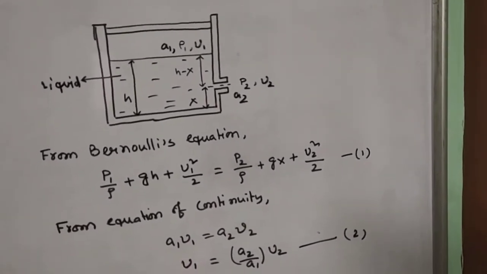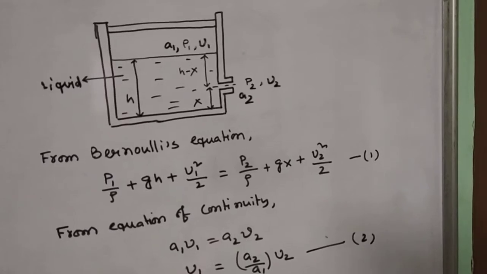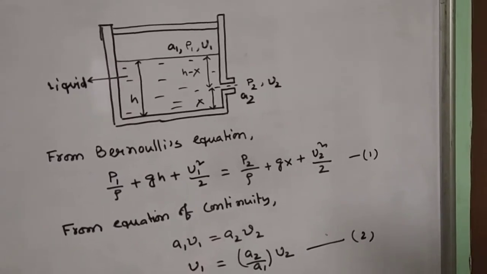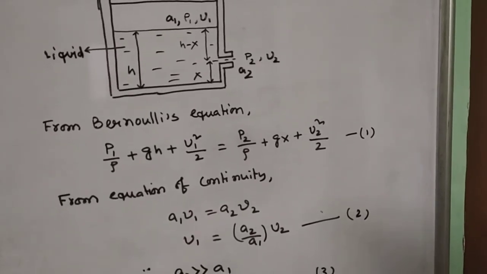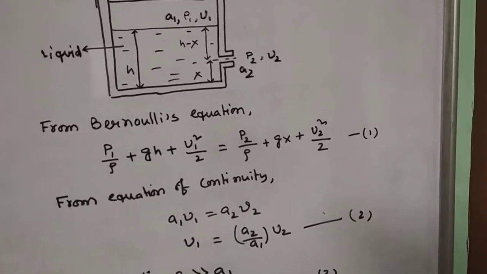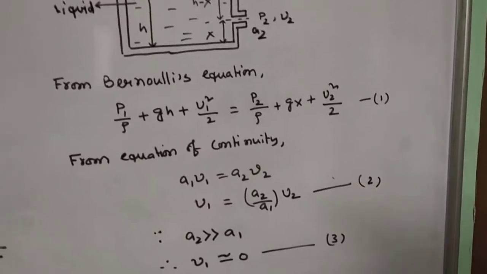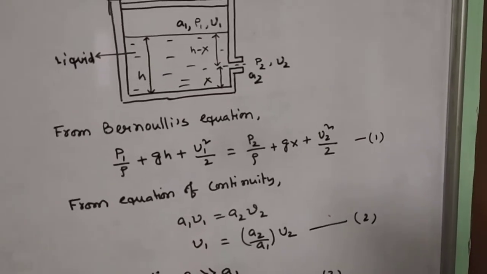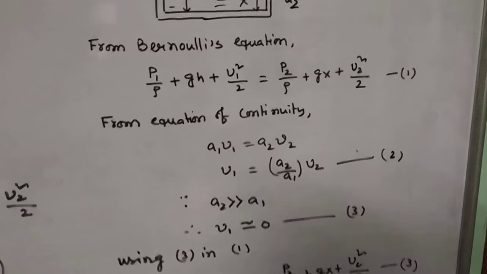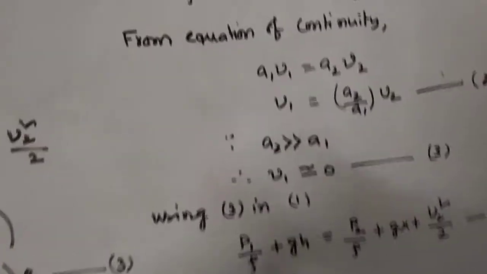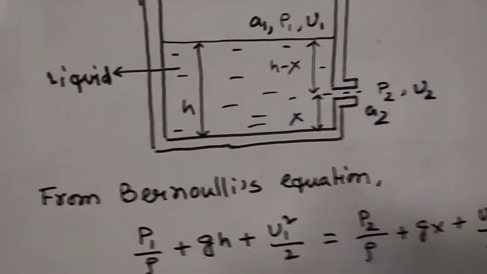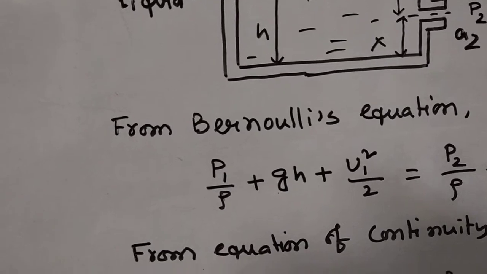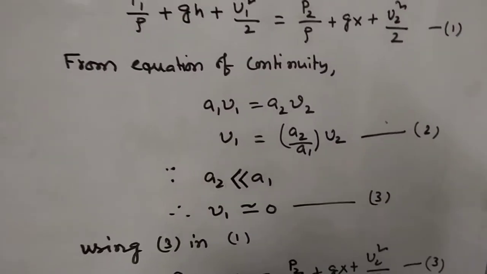Now let me try to apply the equation of continuity in two different areas of cross section. One is your A1 V1 equal to A2 V2. So V1, if you simplify, V1 equal to A2 by A1 into V2. Now A2 is very less, not greater. It's an error, please check it out. This part should be very less, is it not? You see, A2 is the area of cross section, so A2 is very less than A1, so be careful.